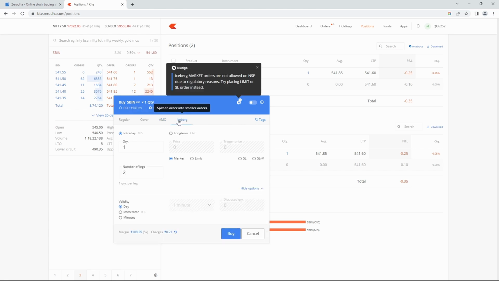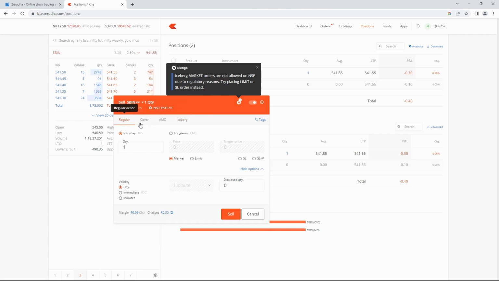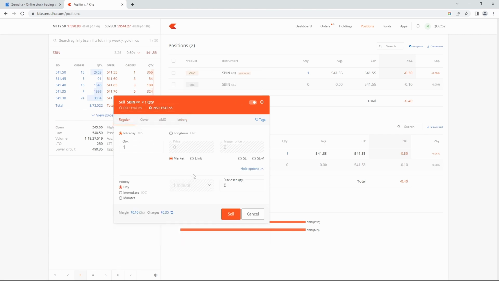An iceberg order is a kind of order where you can place multiple legs of the order, or you can say in multiple repetitions. So you can put the number of legs and you can put the quantities, and the order will be executed with the conditions you want to place. Similarly, the sell section has the same functionalities, and you can experiment and explore the different types of orders with a very minimum amount of capital, learning as you go.